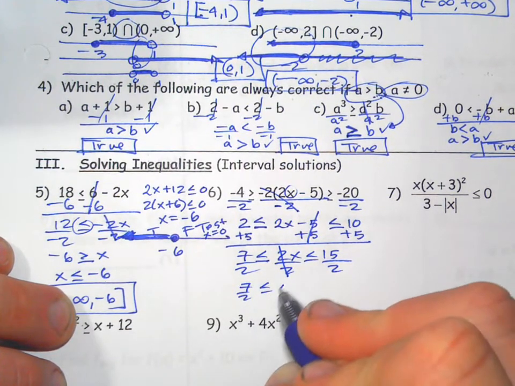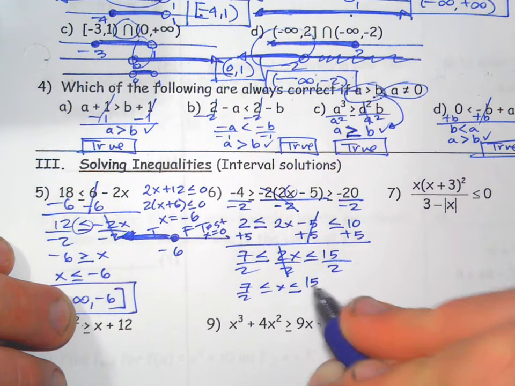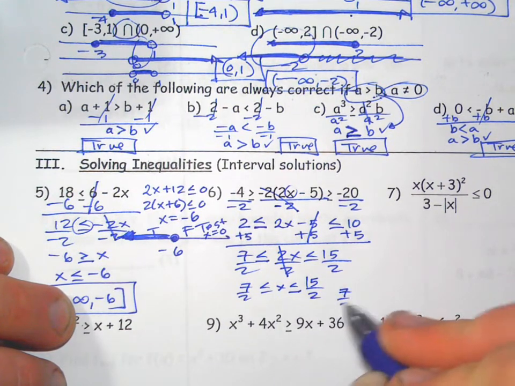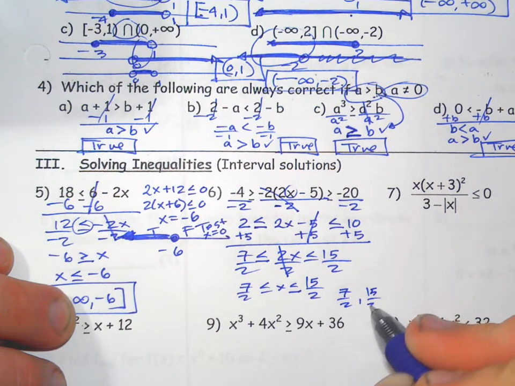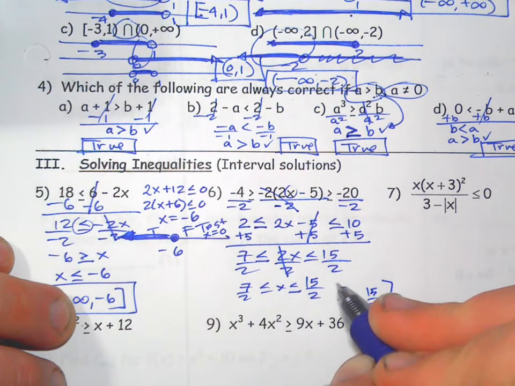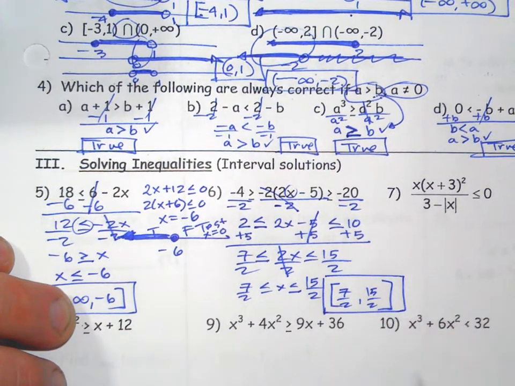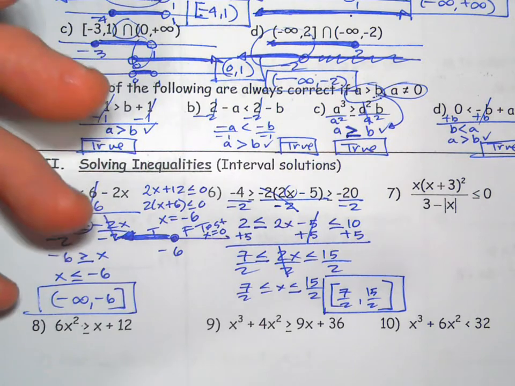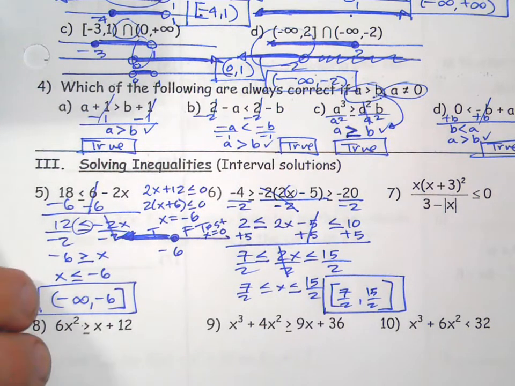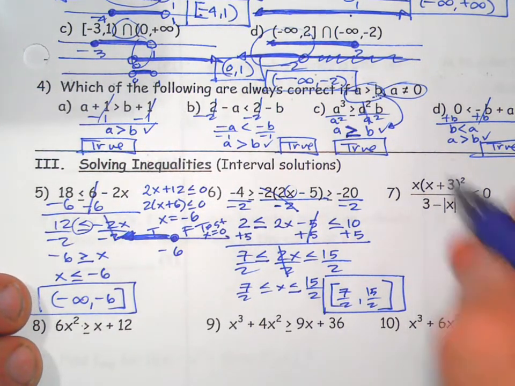So this is your answer, but I need interval notation. So you could say 7 halves, comma 15 halves, and there's going to be brackets. You can write 3.5 and 7.5 if you like. It's up to you.